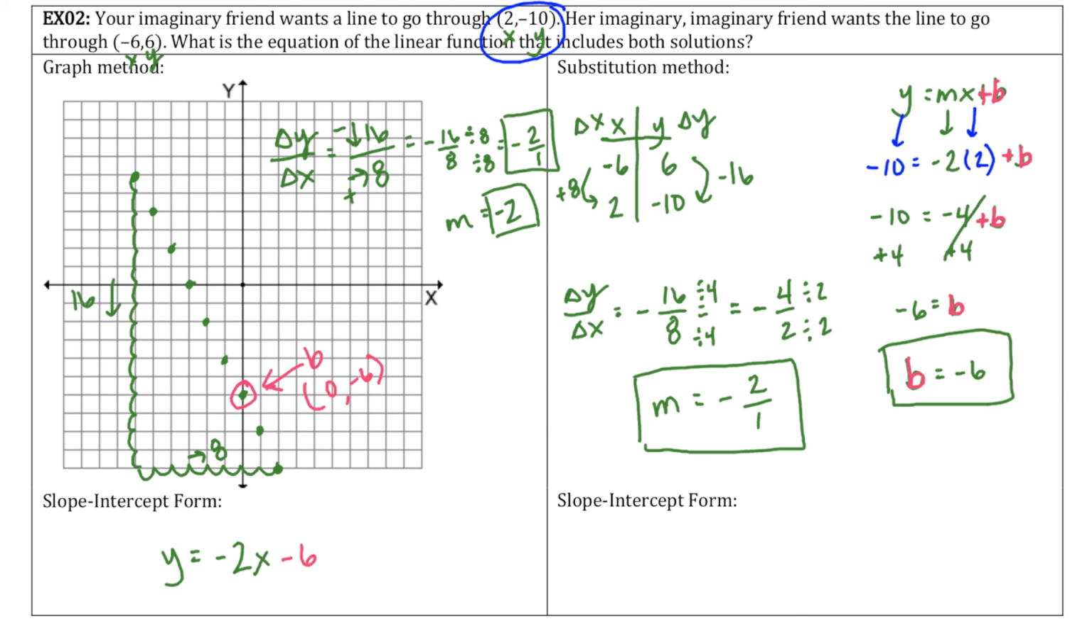All right, cool. So we end up with the same answer. y equals, well, just for fun, let's put it as f of x. f of x equals negative 2x minus 6. And that's it. Thank you.